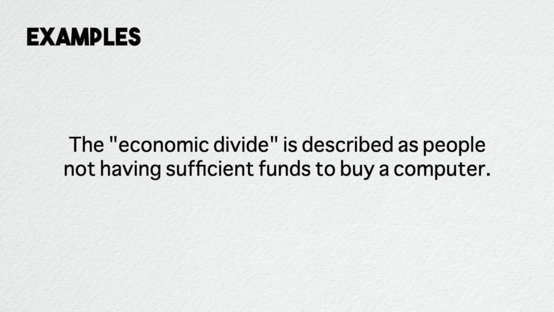The economic divide is described as people not having sufficient funds to acquire a computer. So we've got another negative here, not having sufficient funds. If you don't have sufficient funds, you have insufficient funds. So that's how we could fix that. Quite often there's a negative version of the word that you're saying it's not. You can just flip it and use the negative version of that word. We'll look at one more example here.